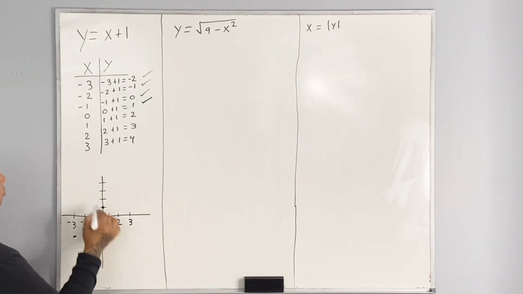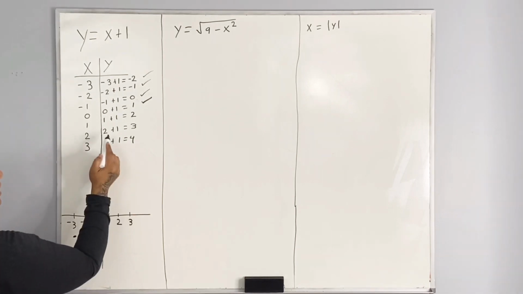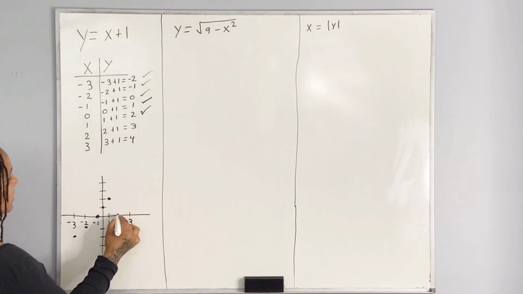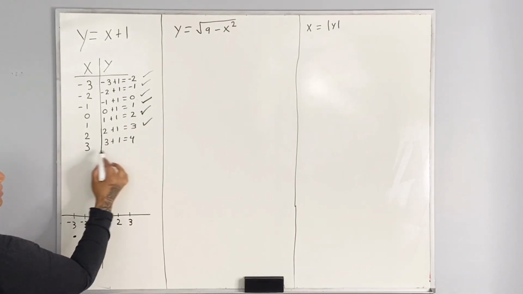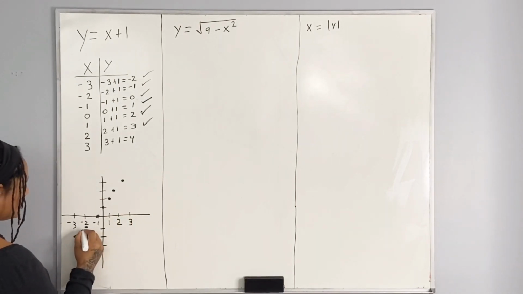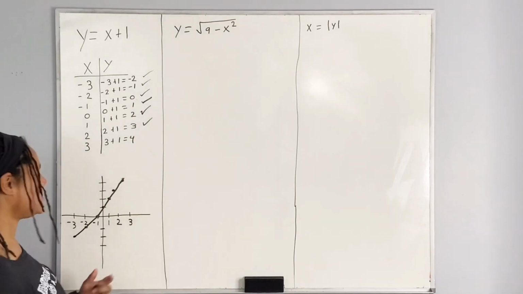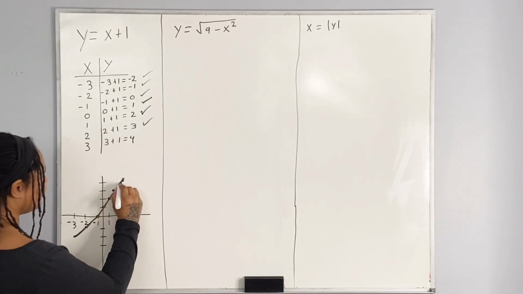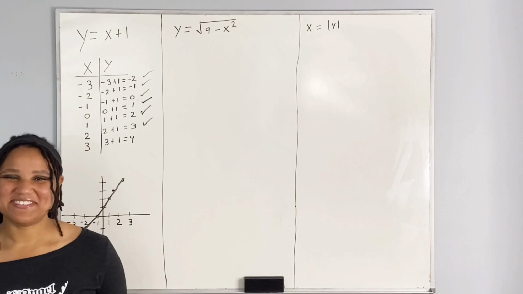And then we go right 1, up 2. So right 1, up 2. And then we go right 2, up 3. So 1, 2, 3. And then we go right 3, up 4. So right 3, up 4. And then we simply draw our line. And that's actually supposed to be a straight line. Okay. And that is how you do the first graph.